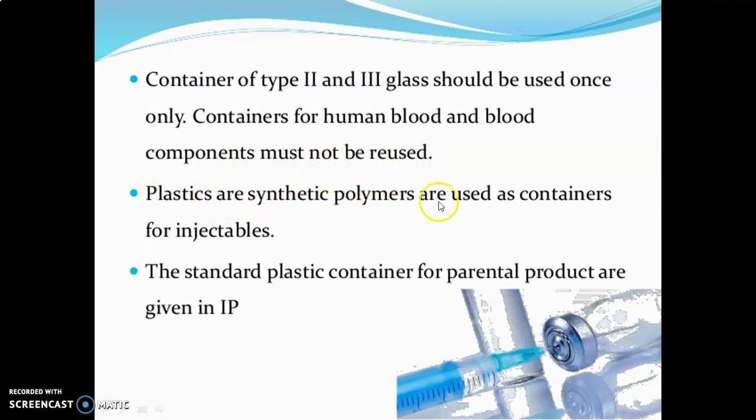Plastics or synthetic polymers are used as containers for injectables. The standard plastic container for parenteral product is given in the Indian Pharmacopoeia, that is IP.